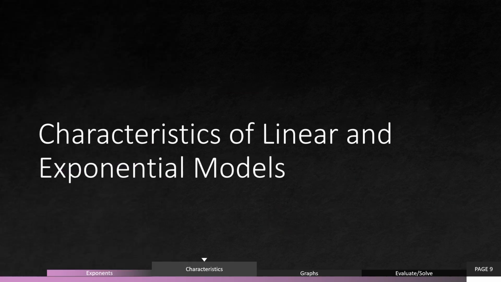For this section, we're going to talk about the characteristics of linear and exponential models. So we've talked about linear models many times, and they are in the form of y equals mx plus b, and b is going to be that beginning value. m, the slope, is going to tell us how we're going to move on that. Exponential models, however, look like y equals a b to the x. So definitely they don't look the same here.